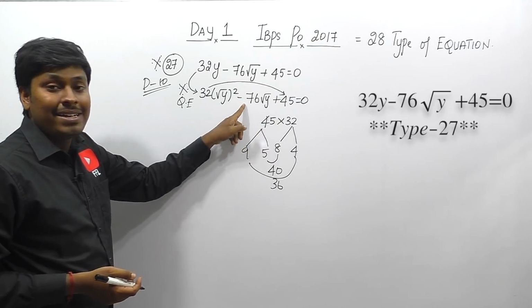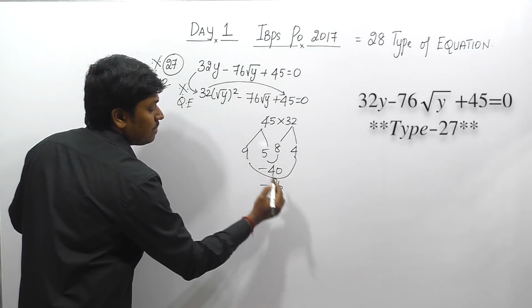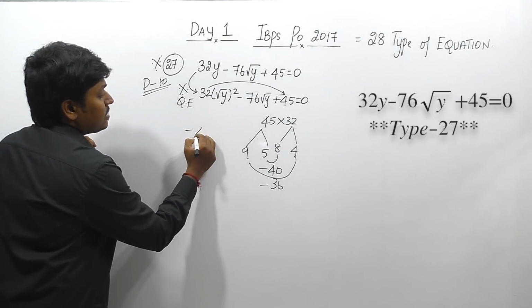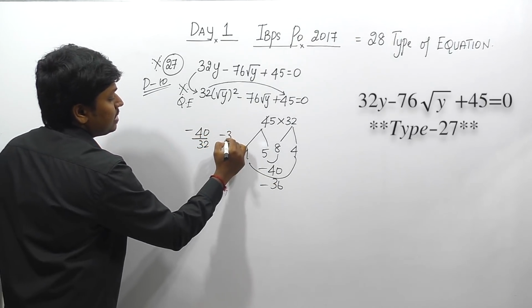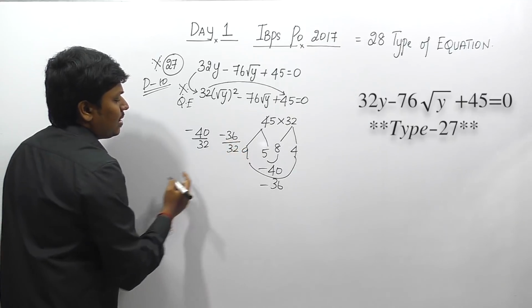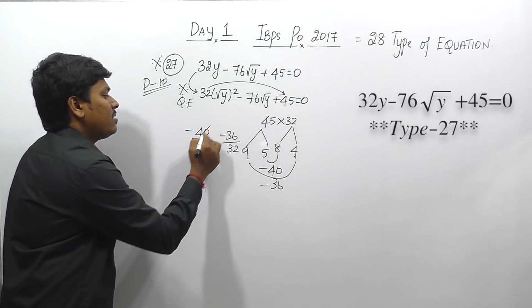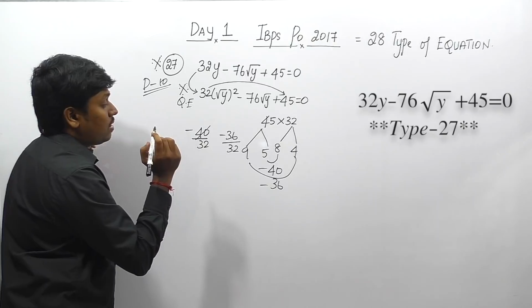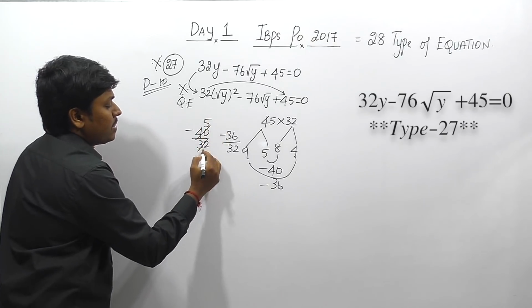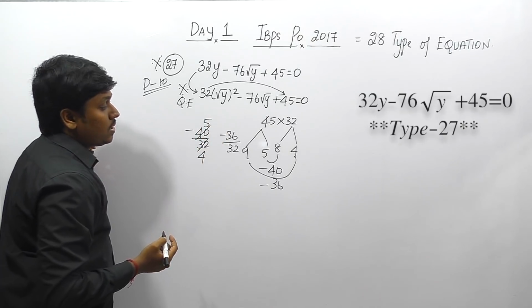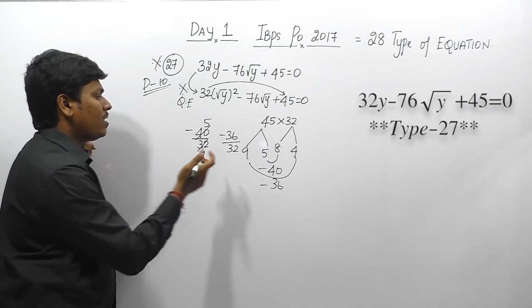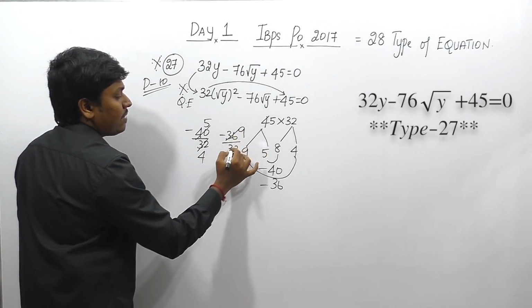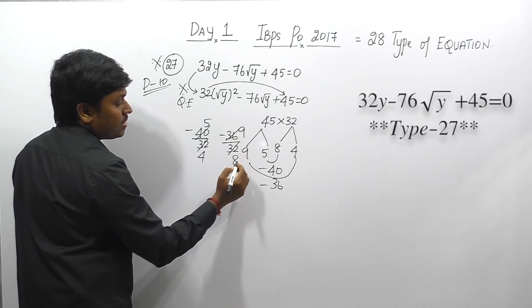But we need to get minus 76. So minus 40 minus 36. And minus 40 divided by 32, and here it is minus 36 divided by 32. I think we can cancel this on 8 table, 5 times this becomes 4 times, 8 4s are 32. And I think we can cancel this on 4 table. When you cancel this on 4 table, 9 4s are 36 and 8 4s are 32.